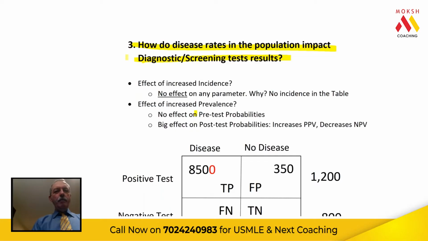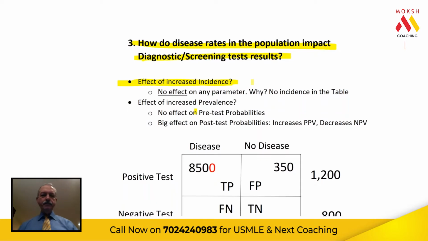So how do population disease rates impact diagnostic or screening tests? How do population disease rates affect diagnostic or screening tests? Let's frame it this way. Suppose we have an increase in incidence. Those are new cases of disease. We have an increase in incidence.